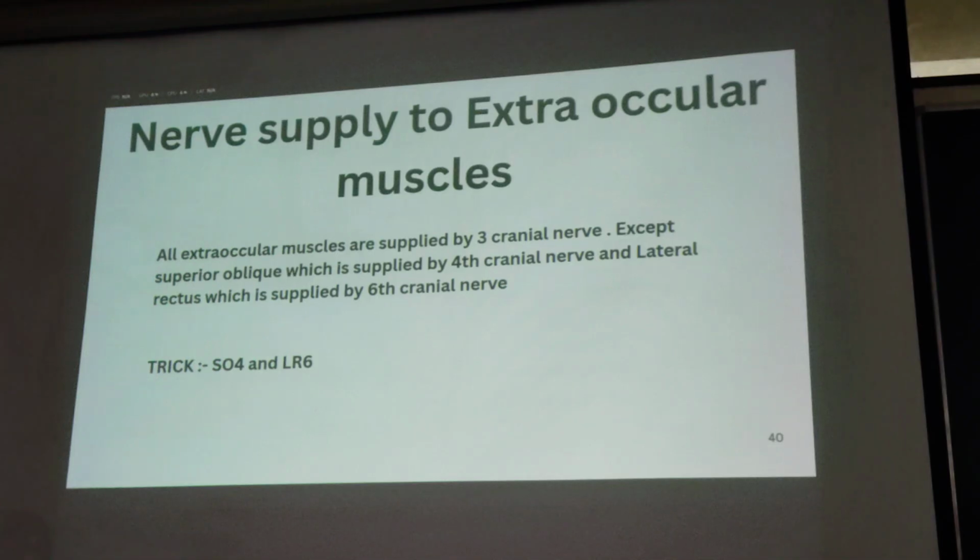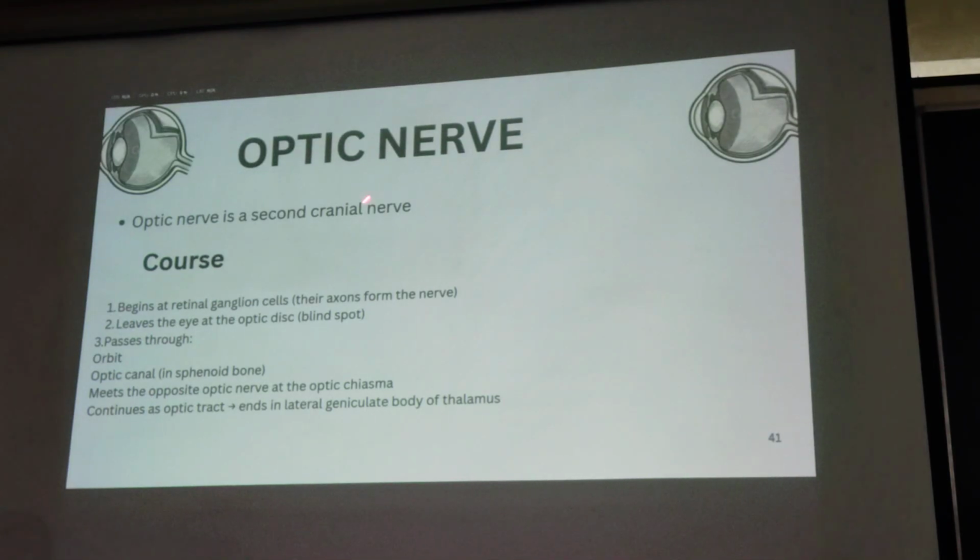The nerve supply to the ocular muscles: all the ocular muscles are supplied by the third cranial nerve, the oculomotor nerve, except SO4 and LR6. The superior oblique is supplied by the fourth cranial nerve, and the lateral rectus is supplied by the sixth cranial nerve. And the optic nerve is also called the second cranial nerve.